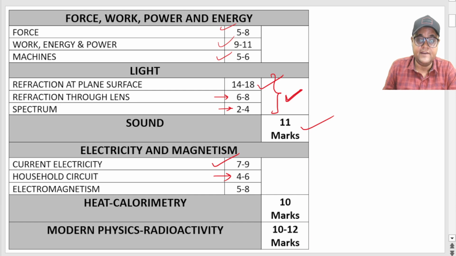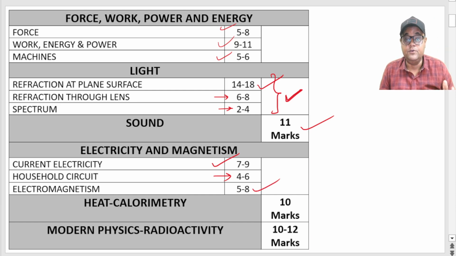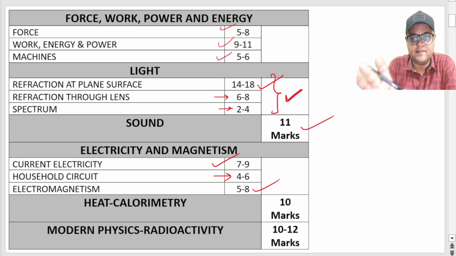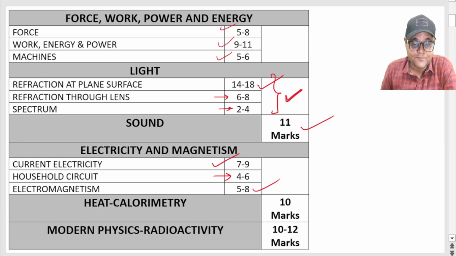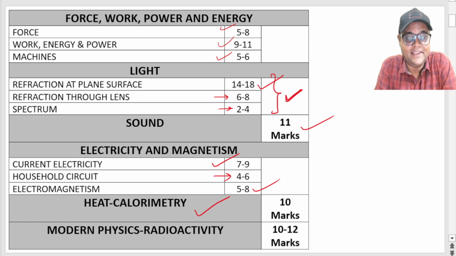Next is electromagnetism. A lot of students are confused what to study in electromagnetism. Do we need to study the working of motor, generator, XYZ? So I'll be discussing the reduced topic in few minutes, right? But electromagnetism holds 5 to 8 marks. And then comes the most important chapter, calorimetry. A lot of students find it difficult.